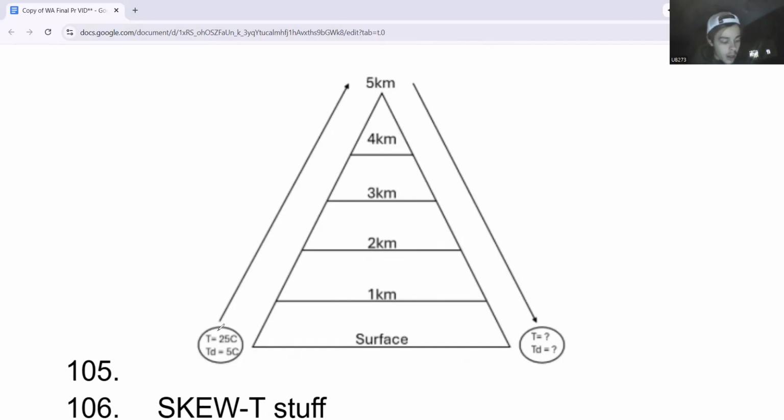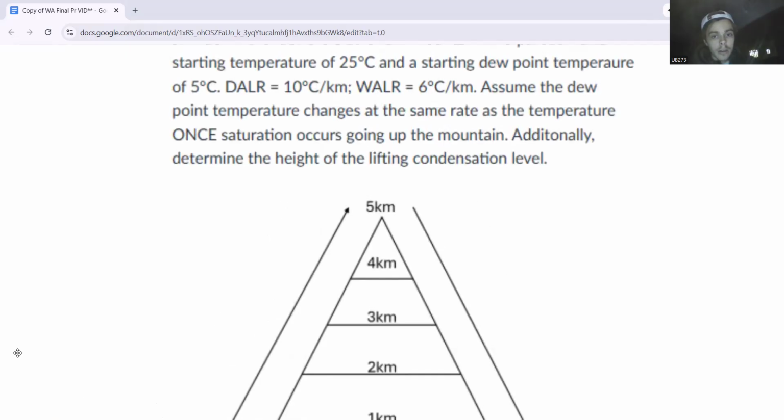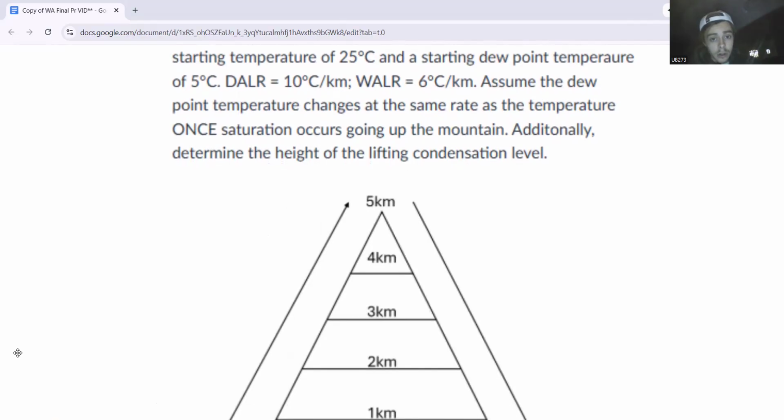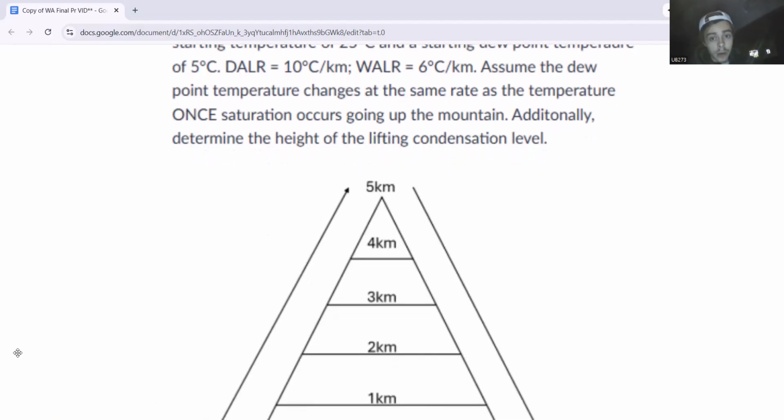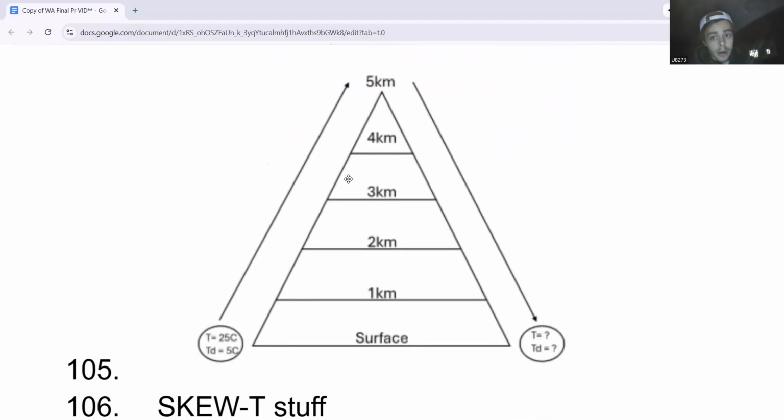Essentially, let me scroll up. It says assume the dew point temperature changes at the same rate as the temperature once saturation occurs. So essentially, this dew point is going to still be 5 until saturation occurs. Then it will start decreasing too. That's what that means. So 25 degrees Celsius, 5.